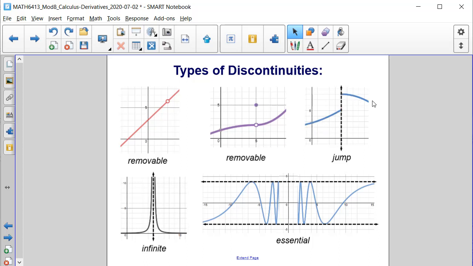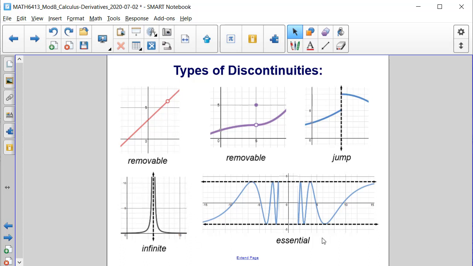Another discontinuity is a big jump. Usually occurs with piecewise functions or with step functions. When you have infinite discontinuities, when you have that vertical asymptote and the function increases towards positive infinity or decreases towards negative infinity at those asymptotes, that's an example of an infinite discontinuity.